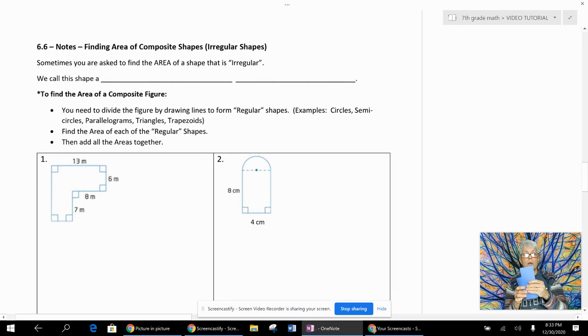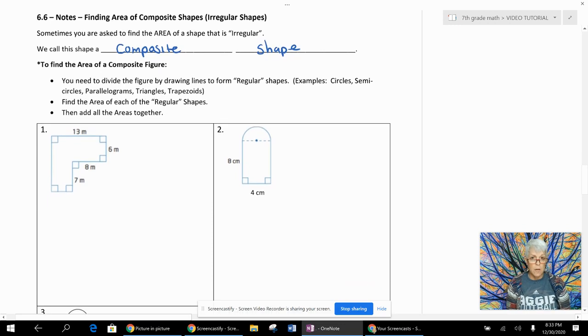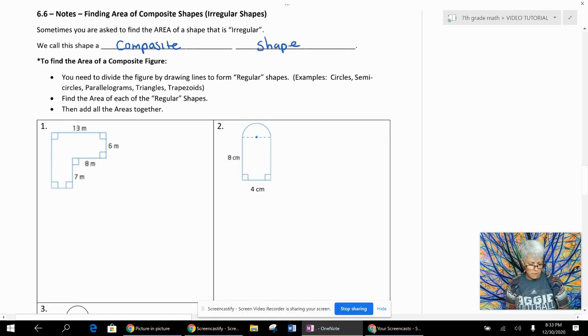So that's what we're going to do today. We're going to have to find what shapes are in there, then work out each formula, and then add up all the pieces. Okay, so let's get started. These shapes are called composite shapes. Okay, so let's look at our first composite shape. You have two choices. You actually could do this two different ways.